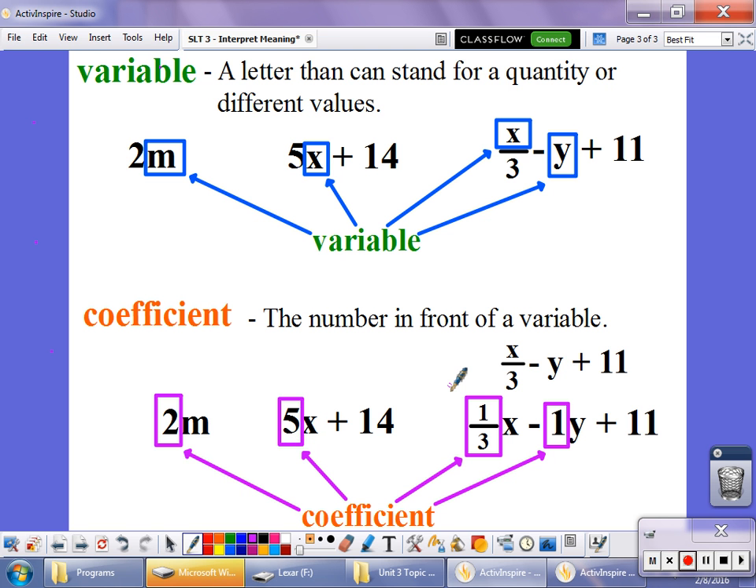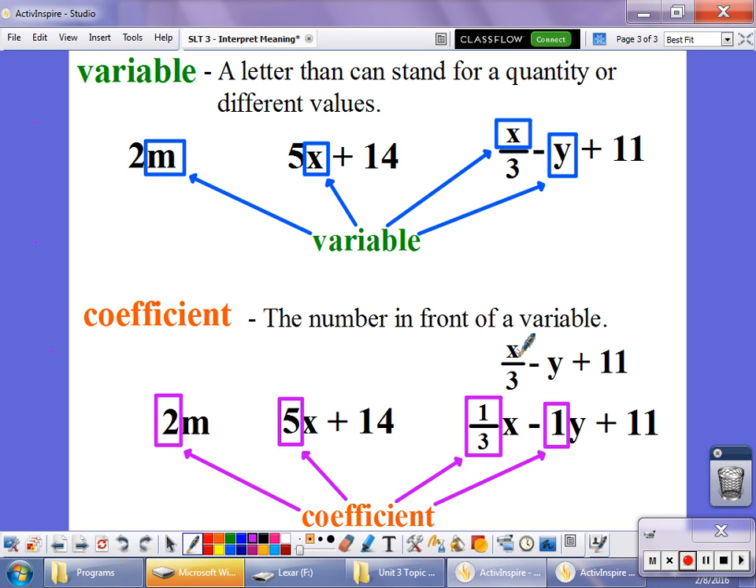This problem over here has 2 tricky situations. The first is your y. It doesn't look like there's a coefficient in front of the y because there's no number there, but really there's a number 1 because we have 1y. And remember, when you have these 2 numbers side by side like this, it means multiplication, and 1 times y is just going to be y. That's why we can write it without actually listing the coefficient.